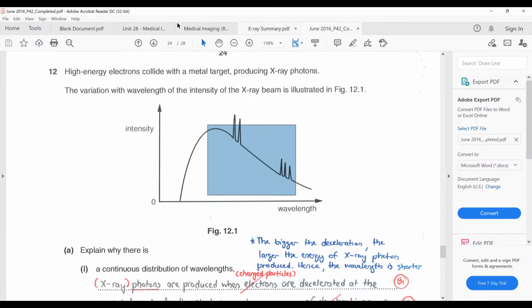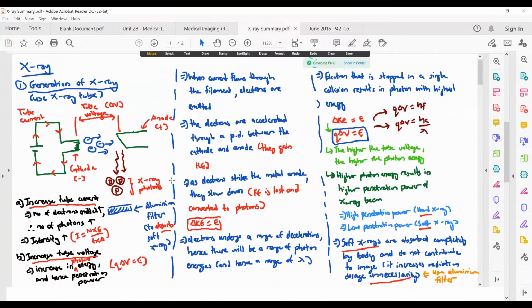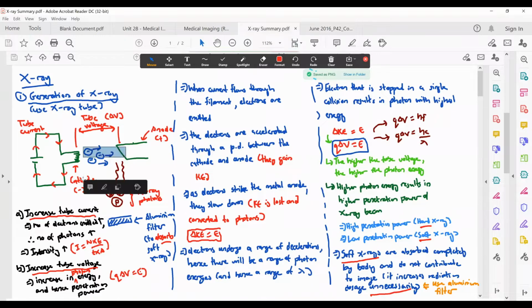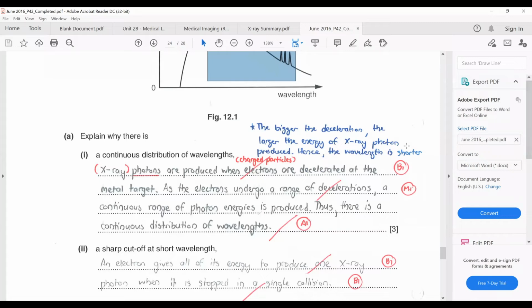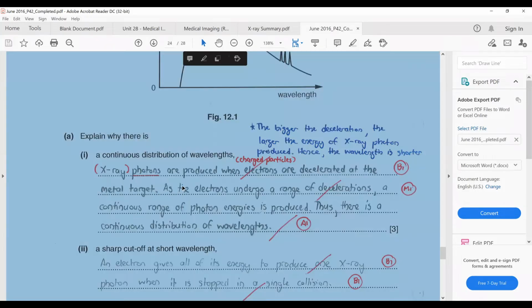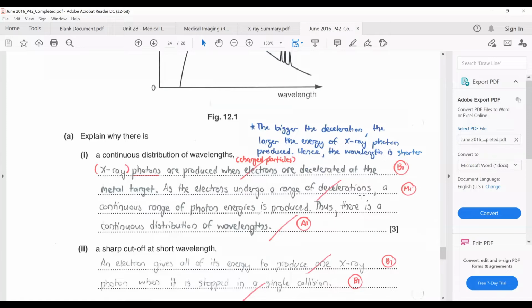This one is related to what I mentioned earlier here. Okay, your electrons, once they hit, they slow down or they decelerate by different amounts. Hence, you have different photon energies. Hence, you have different wavelengths. Okay, so how you want to answer it is something like this. X-ray photons are produced when electrons are decelerated at the metal target. The metal target here is referring to your anode. Okay. As the electrons undergo a range of decelerations, a continuous range of photon energies is produced. Hence, there will be a continuous distribution of wavelengths.